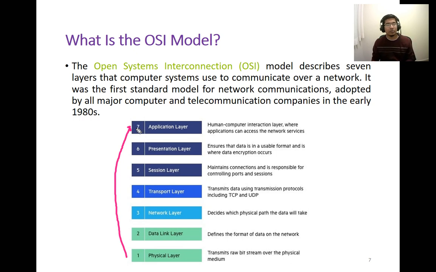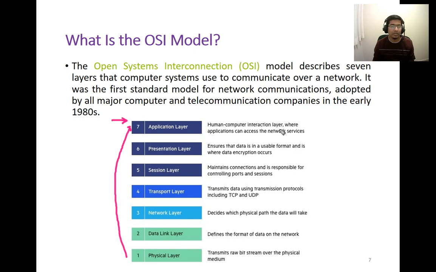The top layer, which is number 7, is called the application layer. So this is the first layer where human-computer interaction occurs. Like even me, when we open our mailbox and start writing something and click on the send button, everything is controlled in that layer. So this is the first layer or the top layer in the OSI model.